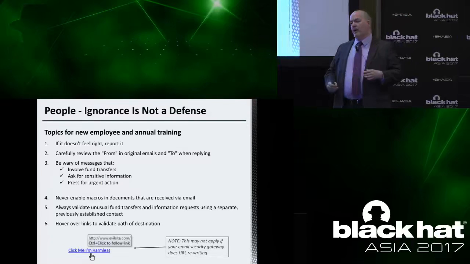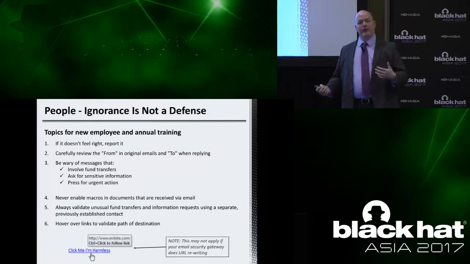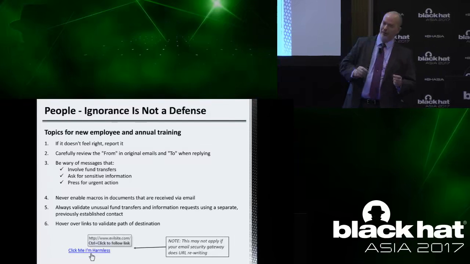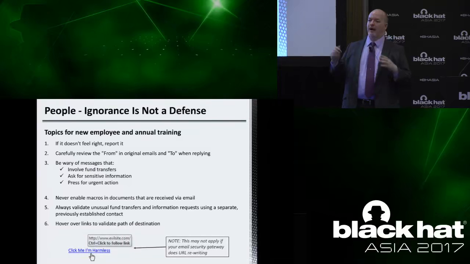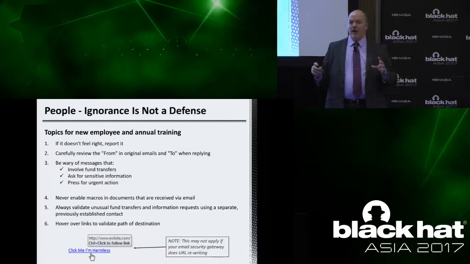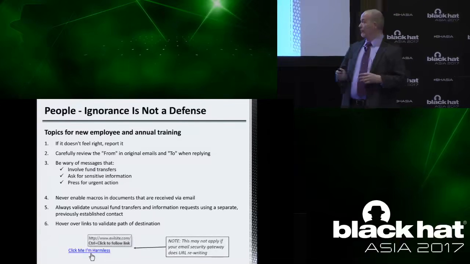If you get a request and it doesn't feel right, don't use the phone number in the email. Don't use the email in the email. If it's a company you do business with, an organization that you do business with, or a government agency, find their phone number and contact information outside of that email chain, and verify the transaction, right? Verify that this is really something that they're requesting.